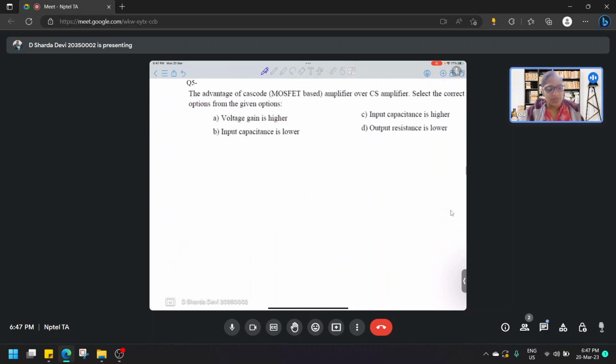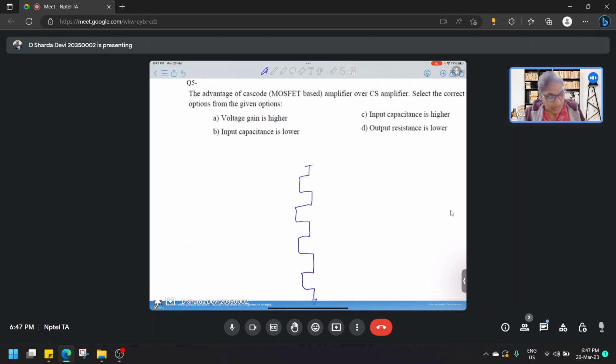In this problem, it is a theoretical problem. Here we have to define the advantages of a cascode MOSFET based amplifier over a CS amplifier. So what do you mean by cascode? Cascode means we'll add multiple transistors one over the other in a series format. So this is how a telescopic cascode looks.